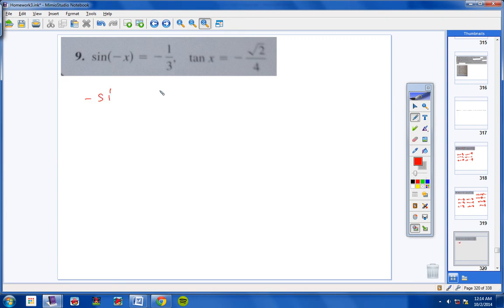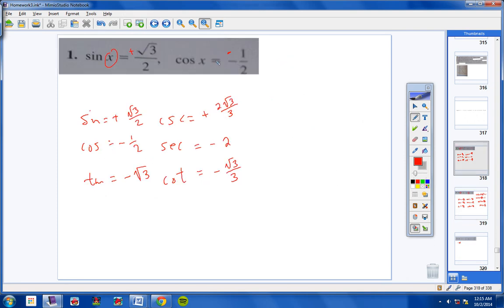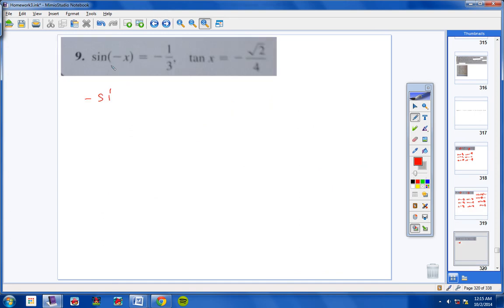Now, Mr. Earhart, why are you doing that? Guys, look. In all the problems we've done so far, you have to have matching angles, and we don't. We have negative x and x. That's not going to work. Look at your last problem. We had x and x. Look at the problem before that. We had x and x. You can't use trig identities when you're dealing with two different angles. Well, except in really rare situations. So, sine of negative x is negative sine of x. Got it? Now watch this.